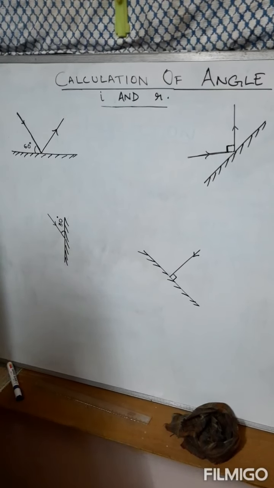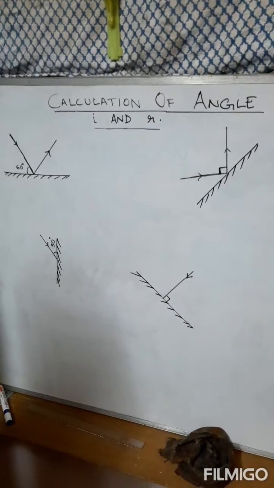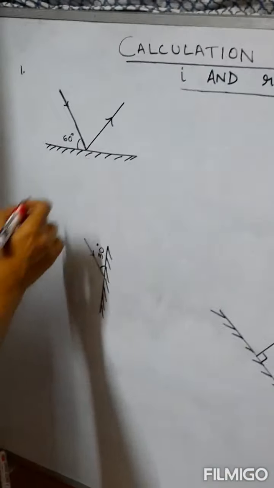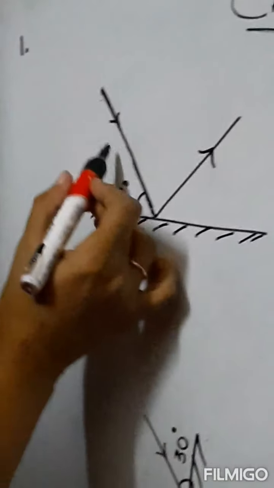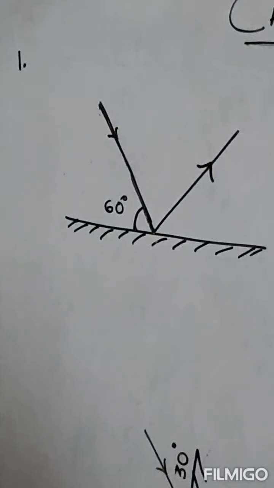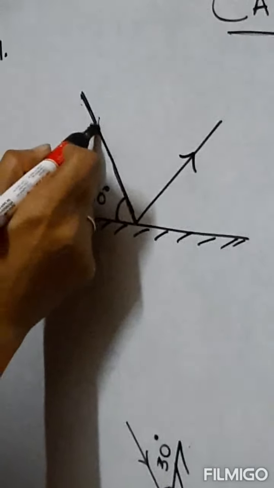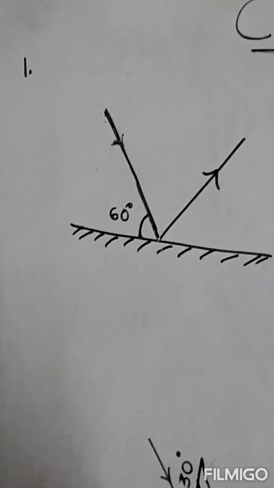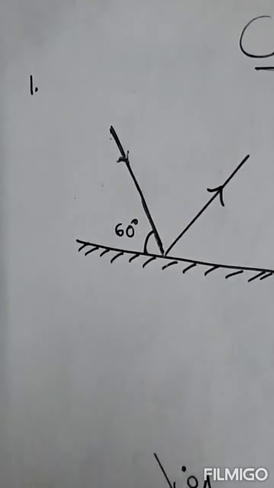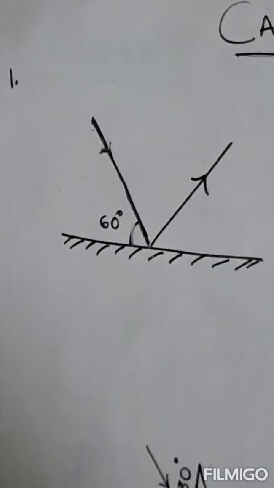Now we will learn how to calculate the angle I and angle R. In the first case, sum number 1, we find that this angle is given. The angle between the incident ray, how will you understand that this is the incident ray? By looking at the arrow. The arrowhead is towards the point of incidence or towards the polished surface. So this angle is 60 degree.